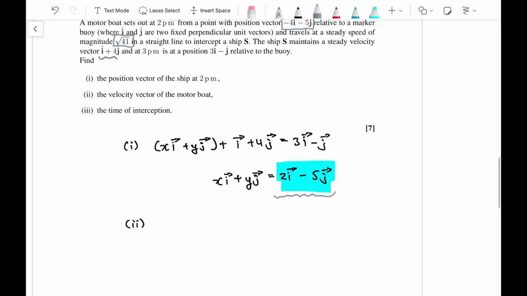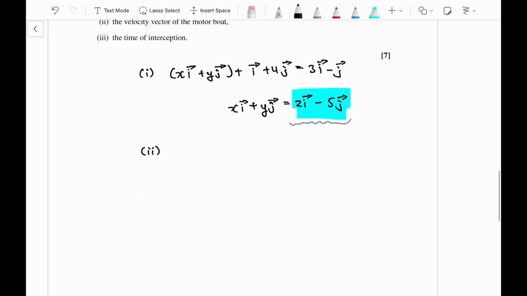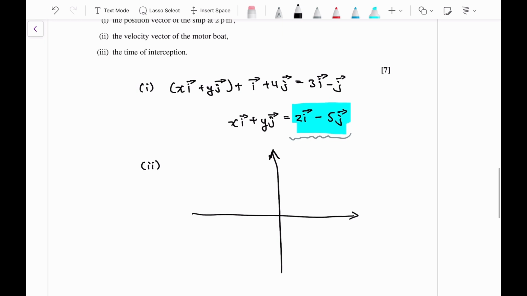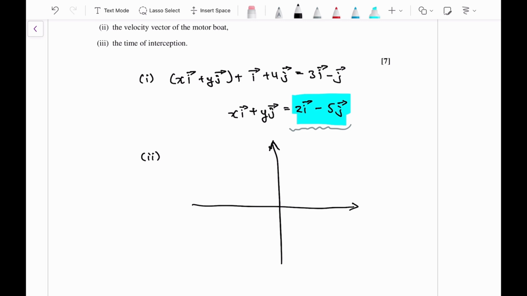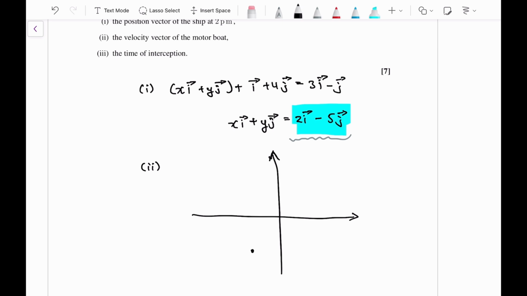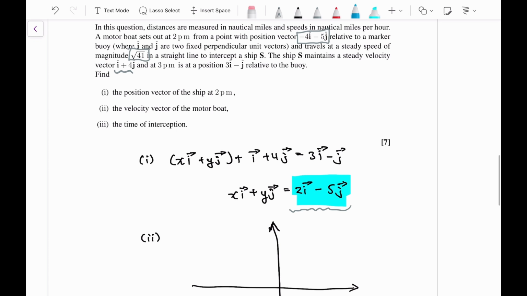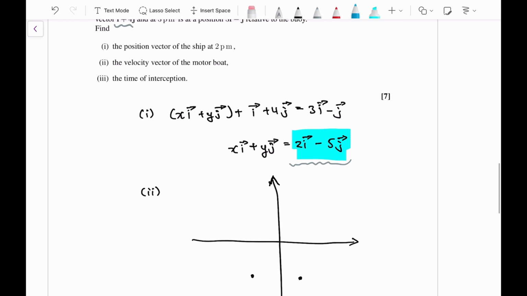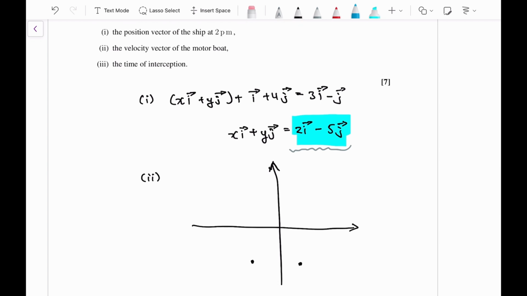From these values, what I'm seeing is that the vertical component of their position is the same at 2 p.m. So a basic diagram would be something like this. At 2 p.m., the boat is at -4, -5, somewhere like here. And then ship S is at 2, -5, so they should be at the same vertical height. And then what's given in the question is that the ship is moving at i plus 4j. So that should be somewhere in this direction. And so, in order for them to intersect, the boat must be traveling this direction.